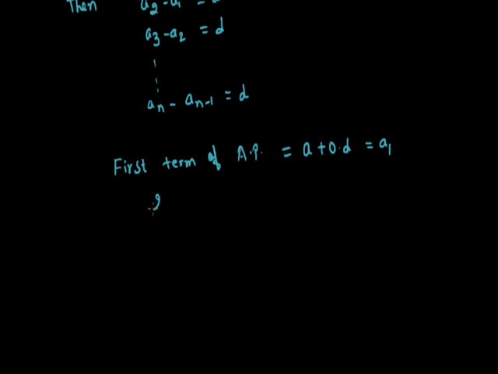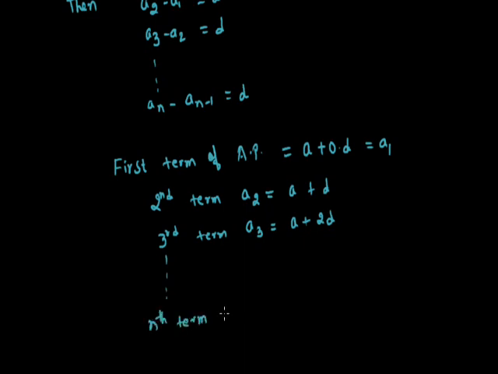Now the second term is denoted by A2. So this will be a plus d. Now the third term is denoted by A3. So this will be a plus d plus d, then this will become a plus 2d. And so on. So the nth term is equal to a plus (n minus 1) into d. This is the formula for the nth term of an AP.